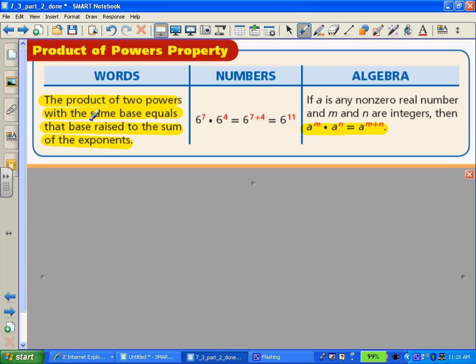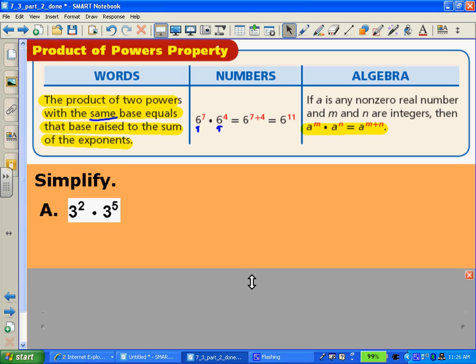Now notice that it has to be the same base, meaning, remember, base is this number here, the 6. So both of these have the same base, so we can add their exponents. So let's look at a few examples here. 3 to the 2nd times 3 to the 5th. Well, according to the property that we just learned, that's going to be the same as 3 to the 2 plus 5, which would be the same as 3 to the 7th power.